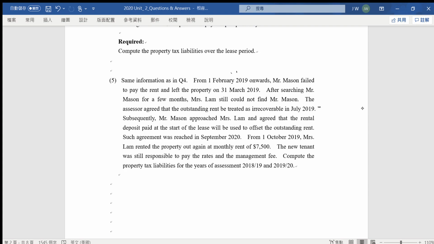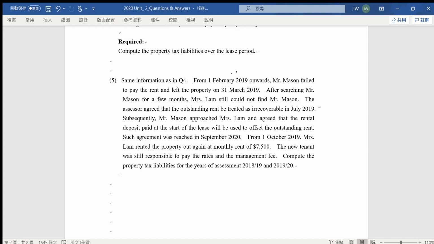Okay, that's why on that day, the irrecoverable debt can be included in the year of assessment. And subsequently, you will find that Mr. Marsden approached Mrs. Lam, agreed that the rental deposit paid at the start of the lease will be used to offset the outstanding rent. Because of that, you will find that there is no outstanding rent anymore, because the deposit is used to set it off and cover the outstanding rent, and that's why there is no bad debt, no irrecoverable rent. Okay, and that was reached in September 2020.